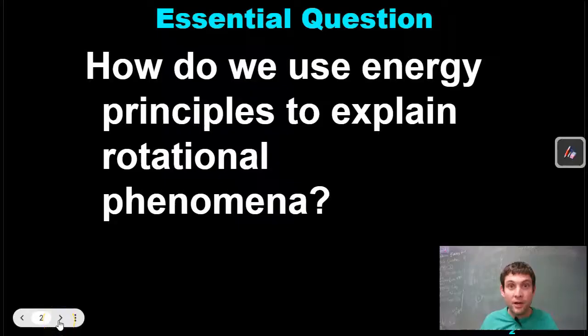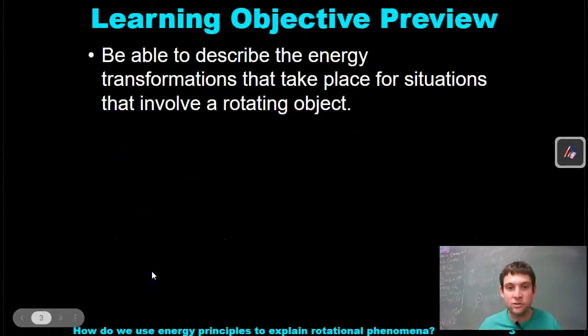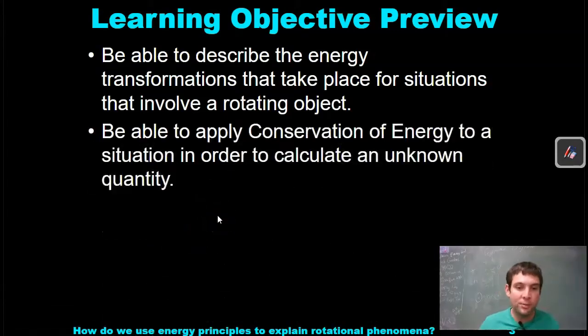In this lesson, we're going to learn about a new type of energy, rotational kinetic energy. The essential question here is going to be how do we use energy principles to explain rotational phenomena. By the end of this lesson, we're going to be able to describe the energy transformations that take place for situations that involve a rotating object, and we're going to be able to apply conservation of energy to a situation in order to calculate an unknown quantity.